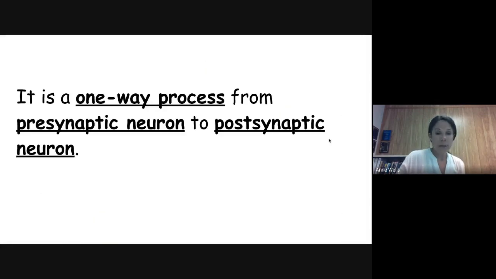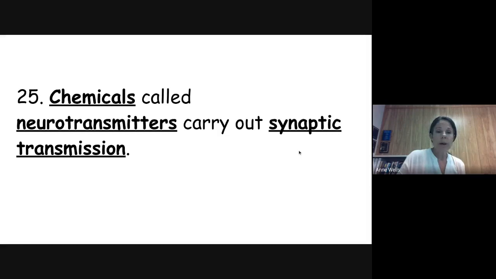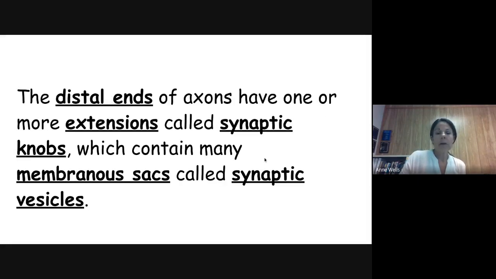It is a one-way process from presynaptic neuron to postsynaptic neuron. So it can't go back and forth. It has to travel in one direction. Note number 25, chemicals called neurotransmitters carry out synaptic transmission. The distal ends, we've studied the word distal, the distal ends of axons have one or more extensions called synaptic knobs, which contain many membranous sacs called synaptic vesicles.